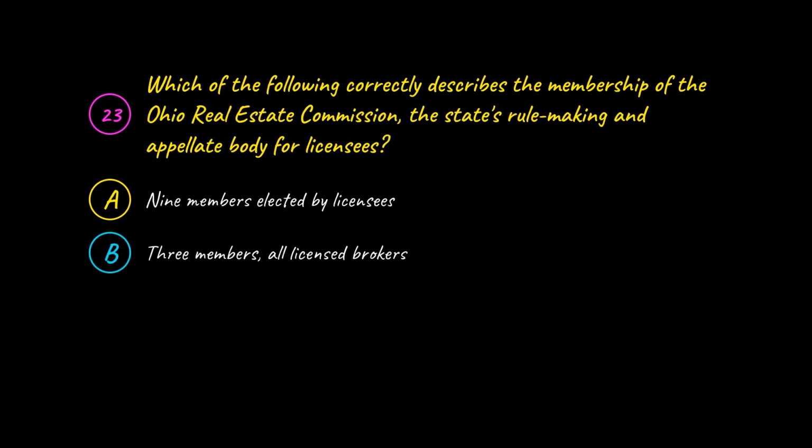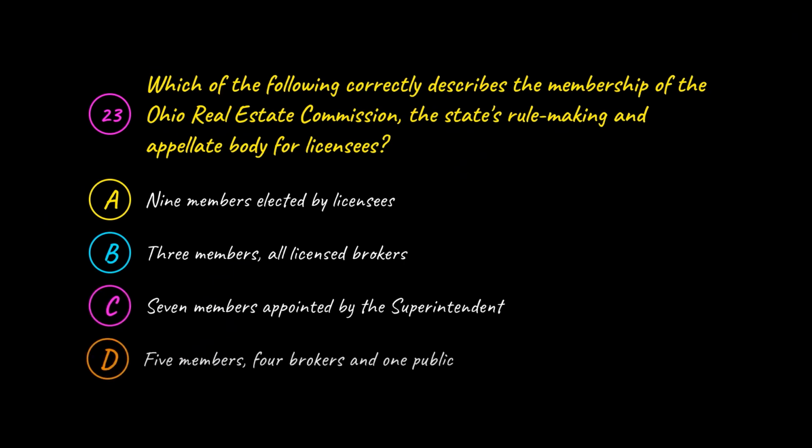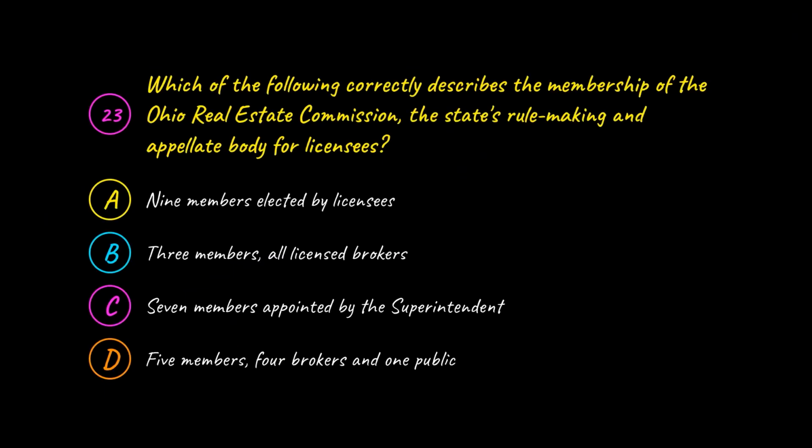B. 3 members, all licensed brokers. C. 7 members appointed by the superintendent. D. 5 members, 4 brokers and 1 public. Don't overthink it. Which one feels right?